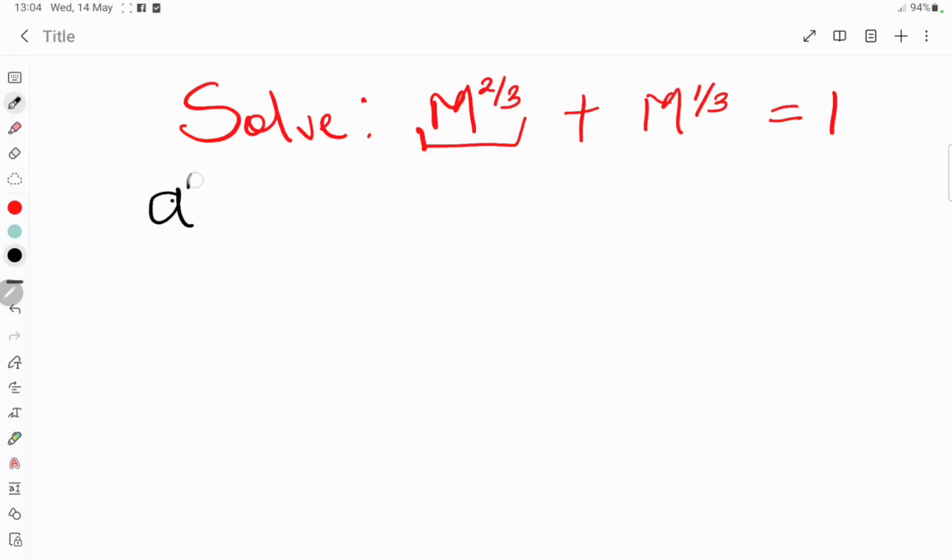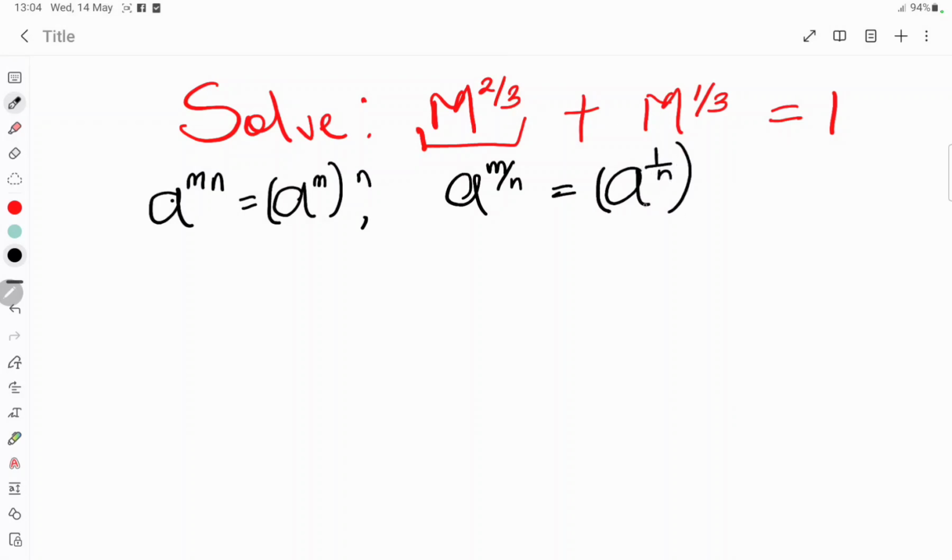a to the power of mn is the same thing as a to the power of m, raised to power n. Nothing changed. And again, when you have a to the power of m over n, you can still write it as a to the power of 1 over n, raised to power m, and nothing changed. Knowing this rule, we are going to apply it in the first term.